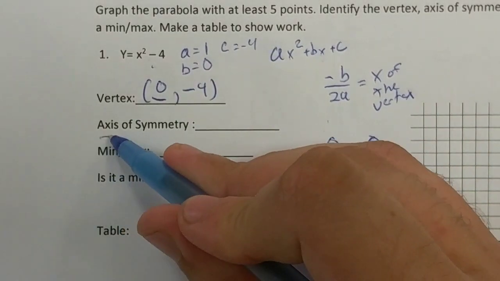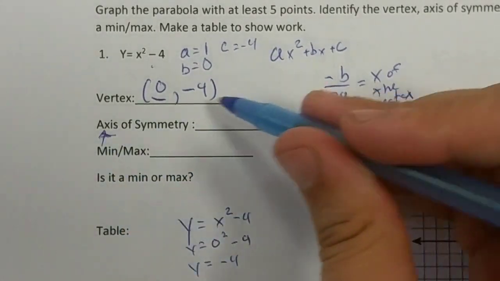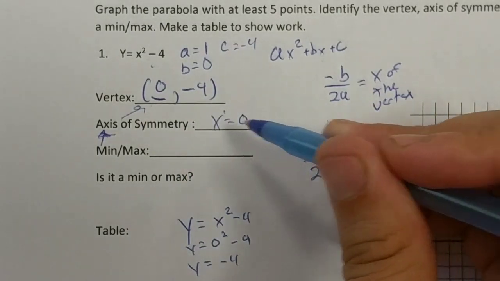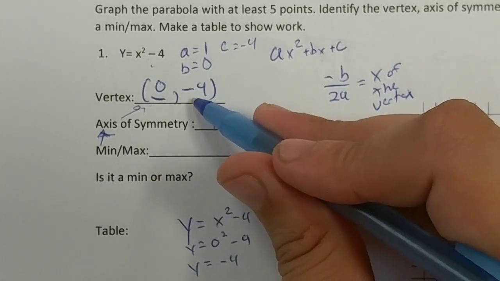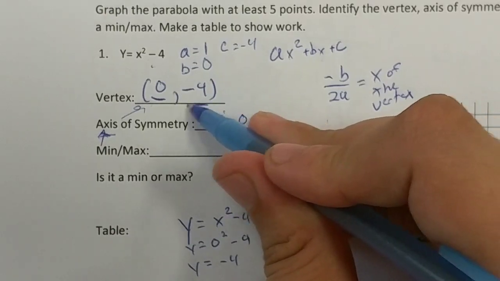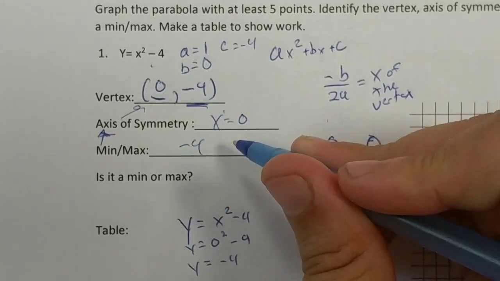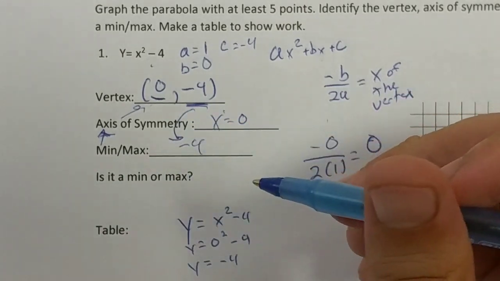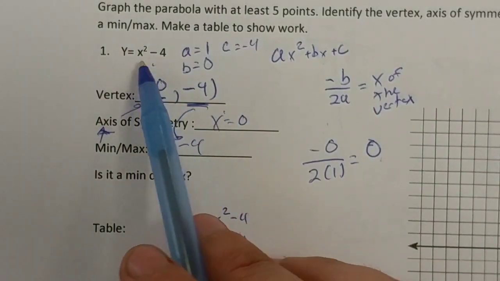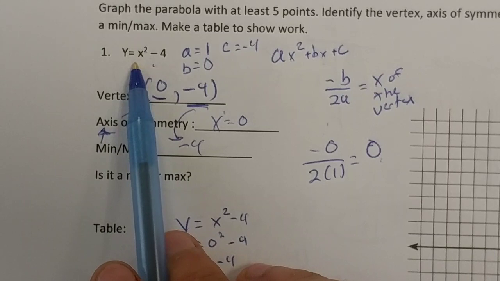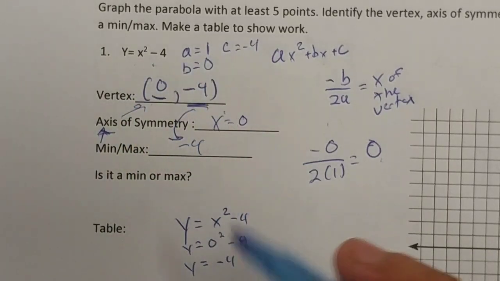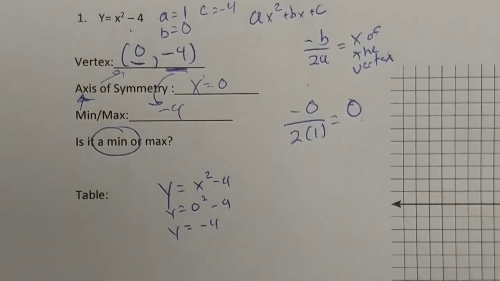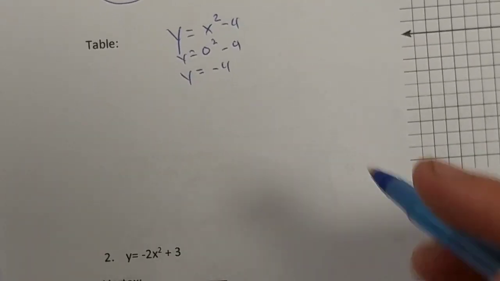Now the axis of symmetry, if you see that x there, you know it's the x of the vertex. So that's x equals 0. And then your min-max, this is your lowest or highest point. That's right here. It's negative 4. That's the y of the vertex. Is it a min or max? Let's look at A. Is A positive or negative? A was a positive 1. And if it was positive, that makes it a min. If you're not sure, when we graph it, we'll see it.